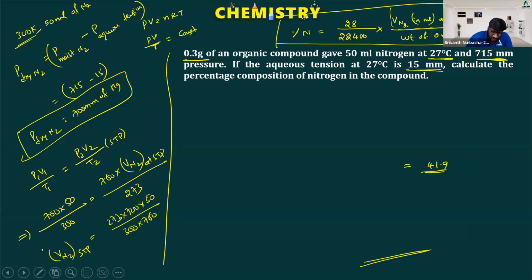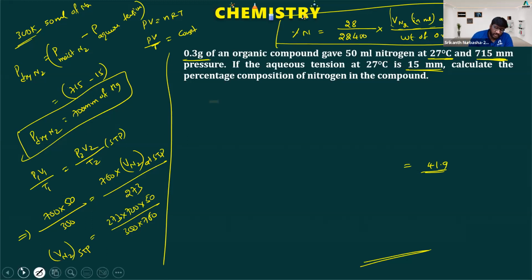So this was the formula. The percentage of nitrogen is equal to 28 by 22,400 into the volume of nitrogen at STP in ml, divided by the weight of the organic compound, into 100. If they have performed the reaction at any other condition, then you have to find the volume of nitrogen using the ideal gas equation. PV is equal to nRT, that is P1 V1 by T1 is equal to P2 V2 by T2. Substitute, get the volume of nitrogen at STP, solve it, and you will get the right answer.